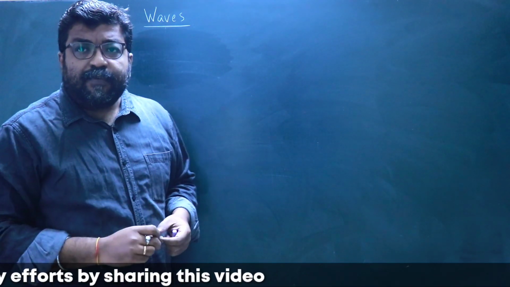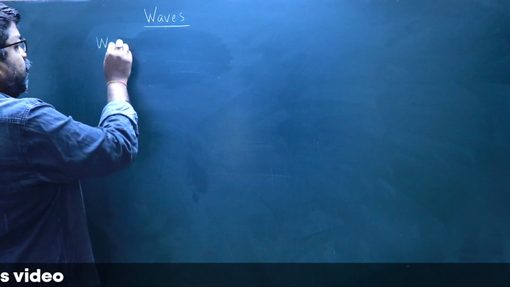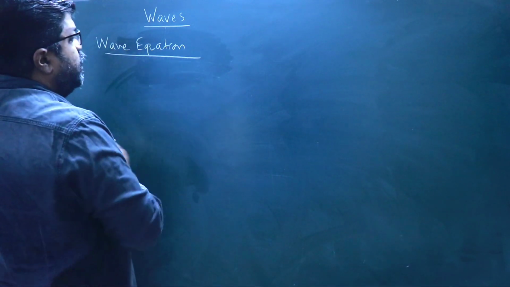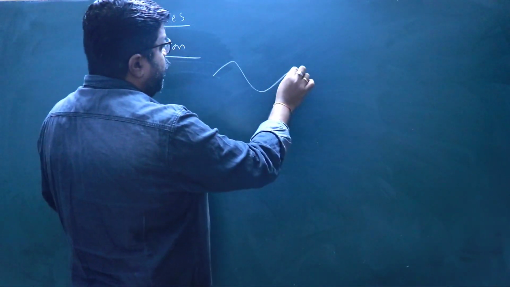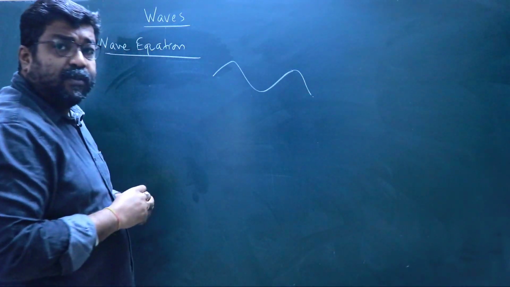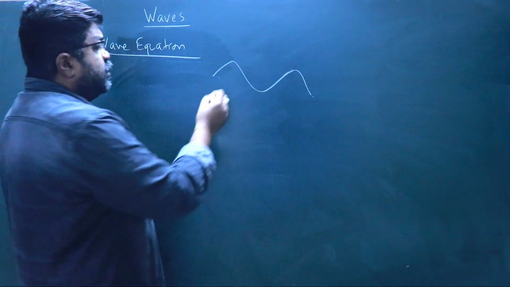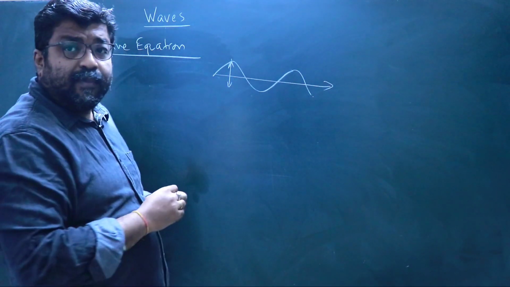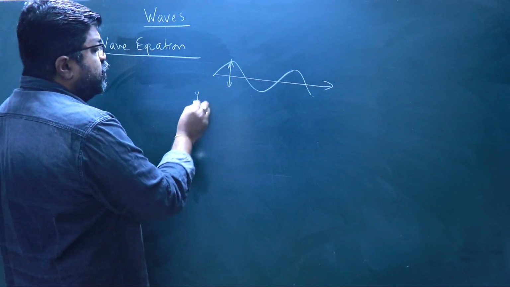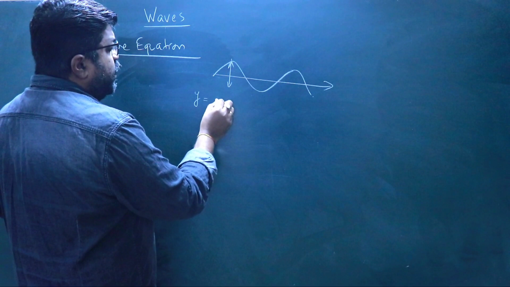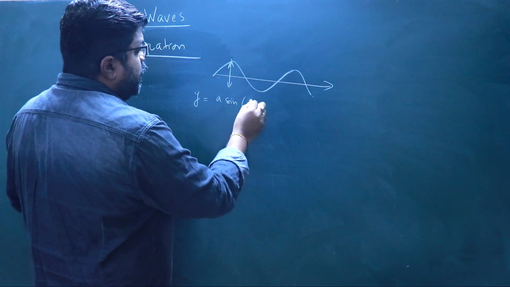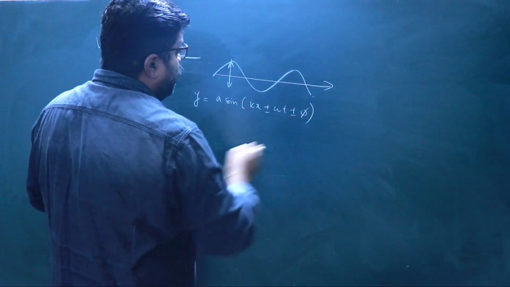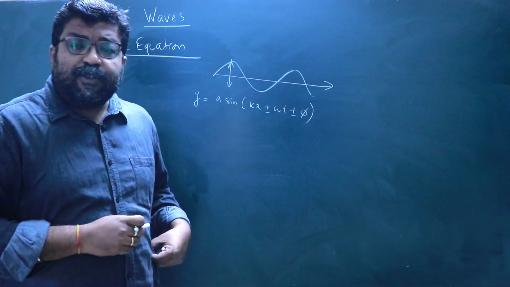So the next topic is the wave equation. Suppose this is a wave, a simple transverse wave, and it is propagating in this direction, and the particles are vibrating like this. So the equation of the wave is written in the form y = a sin(kx ± ωt ± φ). This is the general equation of the wave.